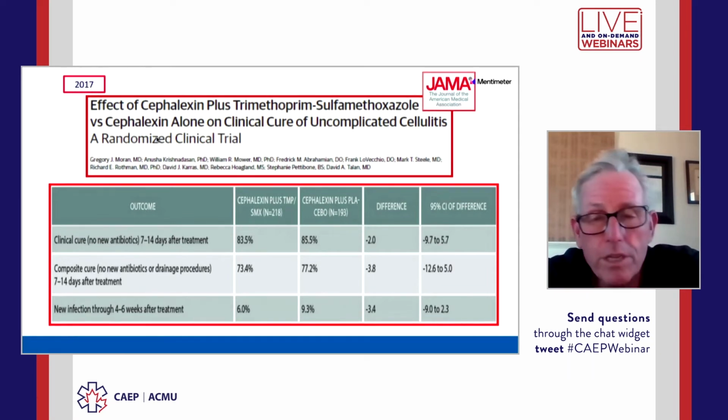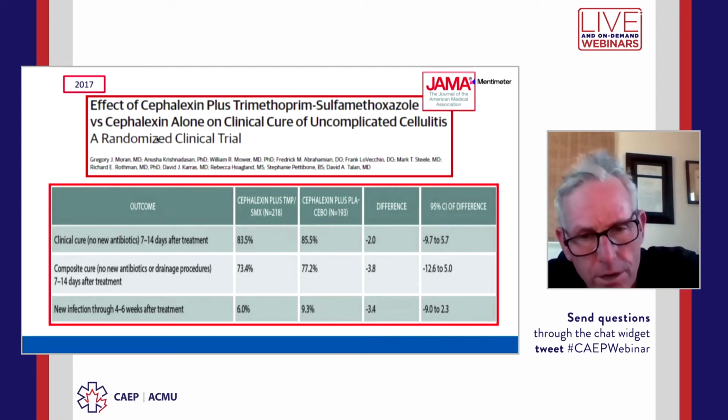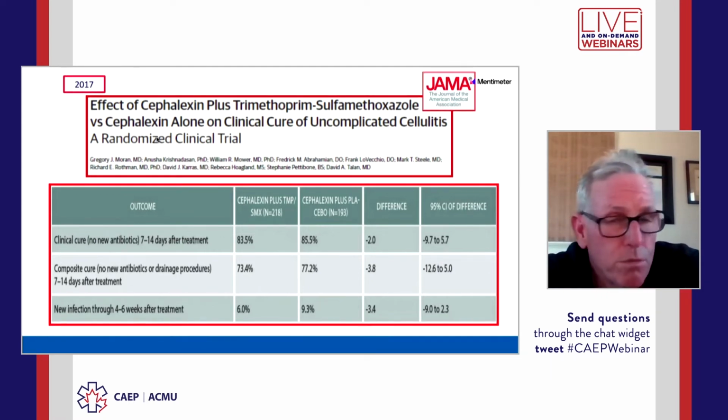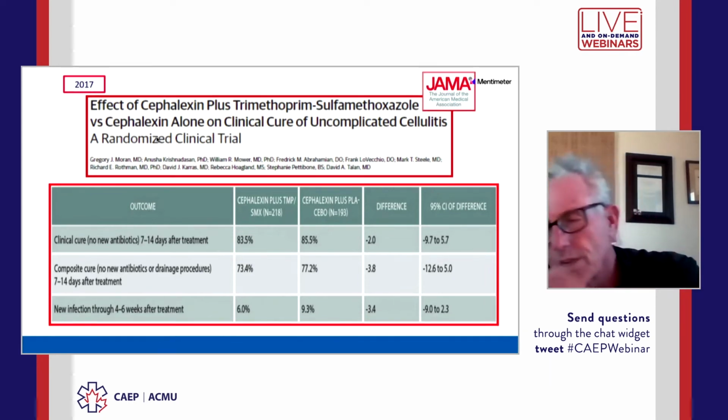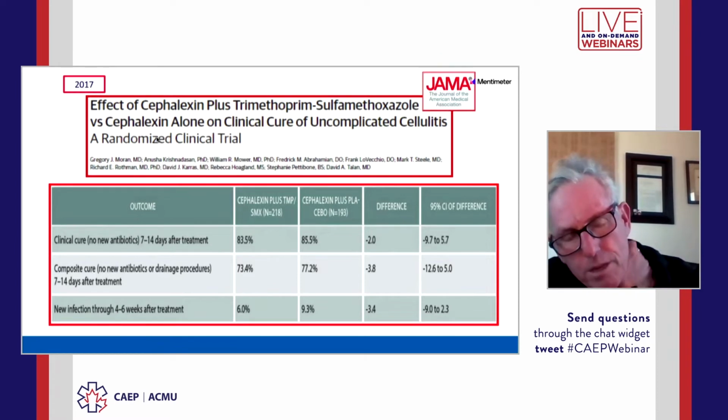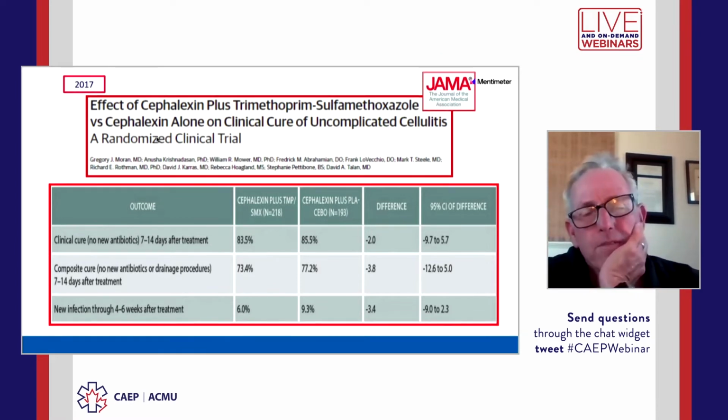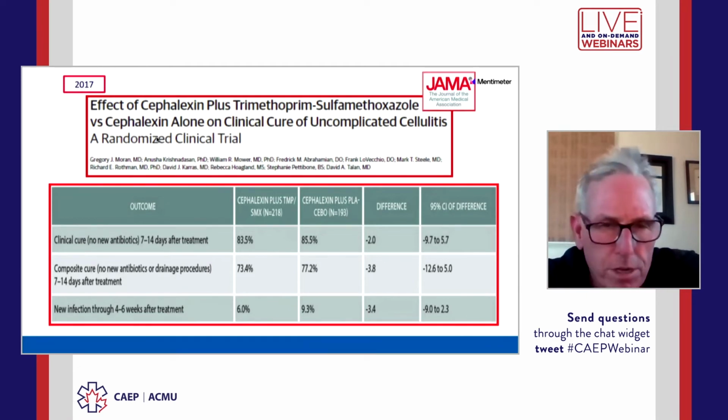And we don't really know. We do know that most of the time, at least prior to the emergence of MRSA, drugs with narrow spectrum like penicillin or cephalexin seem to work just fine. But then you saw the tremendous emergence of MRSA in community infections, and many of the doctors were giving cephalexin and trimethoprim sulfamethoxazole, anticipating MRSA.